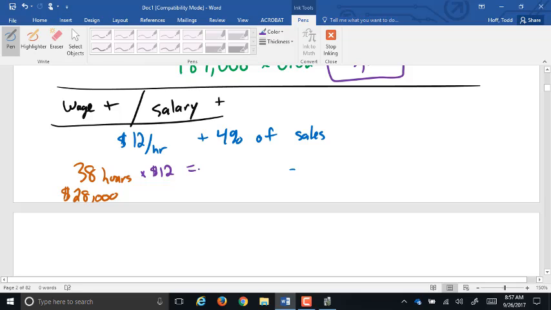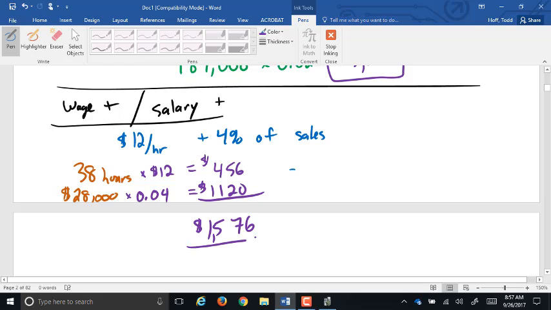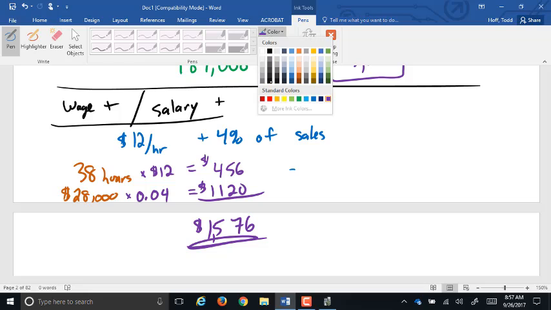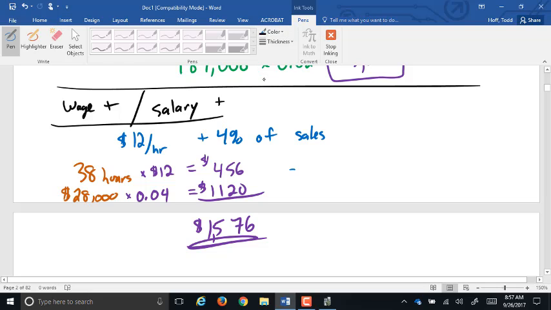So your pay for that week, well, 38 hours times $12 per hour is going to give us what? $456. And then our 28,000 times what? 4% becomes what as a decimal? 0.04, good. That's going to be what, 1,120. Is that right? 1,120? So that adds up to $1,576 for the week. Any questions?